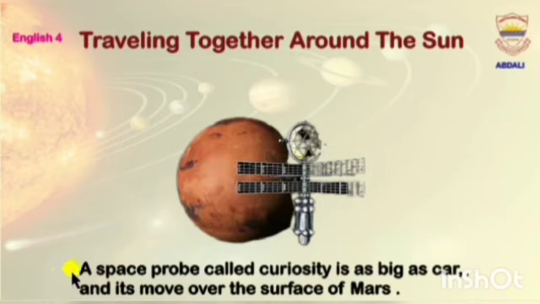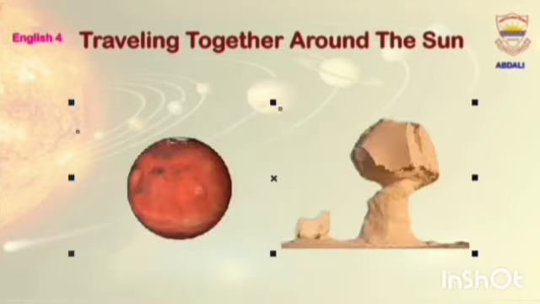Look at the picture. A space probe called Curiosity is as big as a car and it moves over the surface of Mars. Students, do you know what Curiosity is, how big it is and where it moves? Can you answer my question? A space probe called Curiosity is as big as a car and it moves over the surface of Mars. Very good answer. Students, now we are going to next slide.